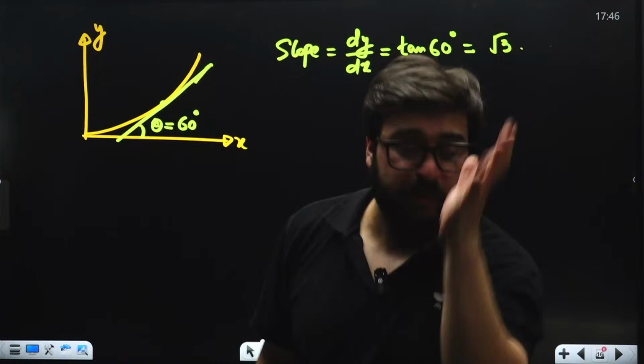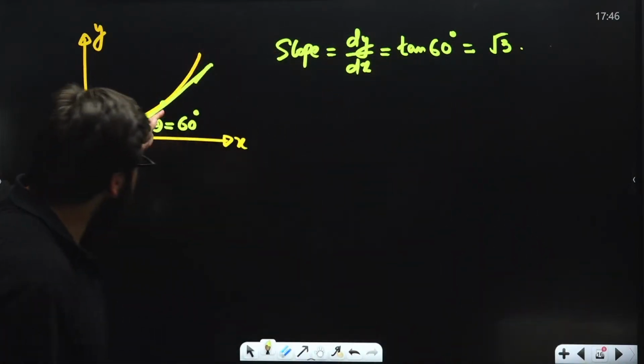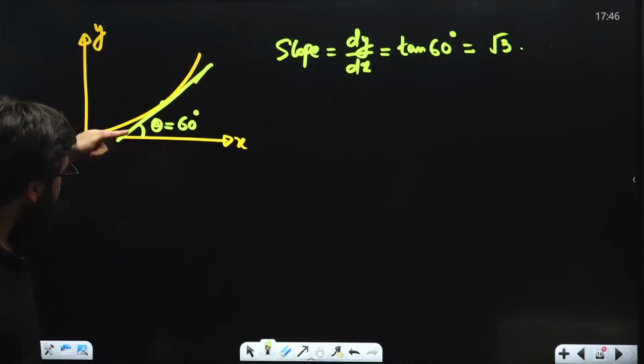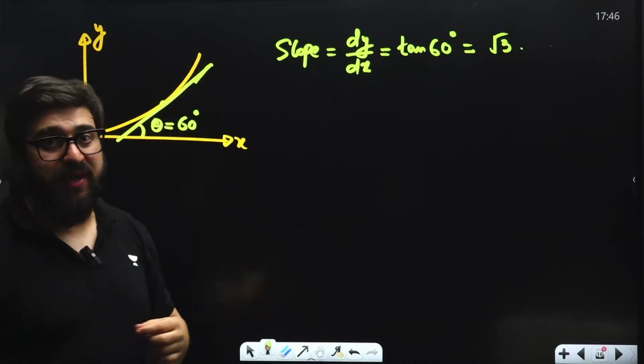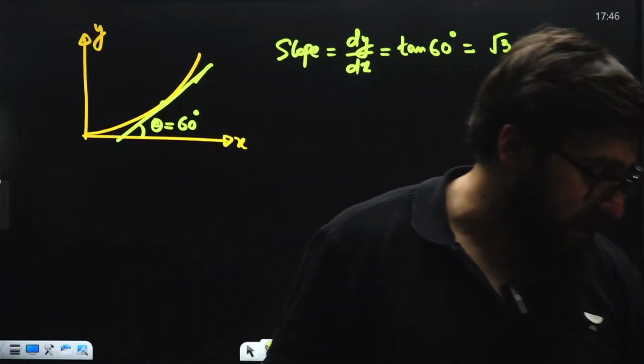So in this particular case, if you have to find the slope at a point, what will you do? You draw the tangent at that point and check how much angle it is making with the x-axis. That will be the slope at a point, tan of that angle.